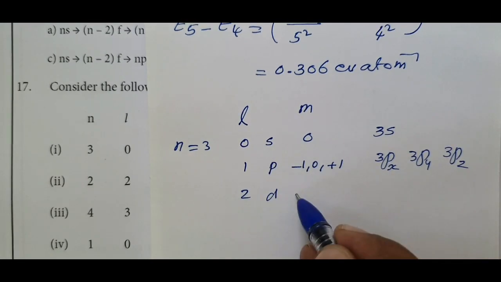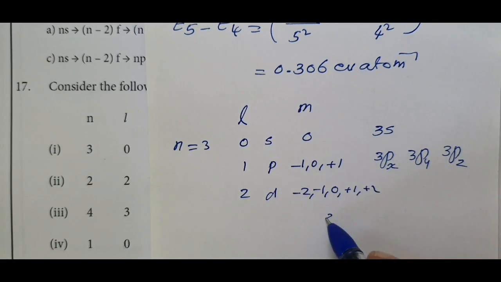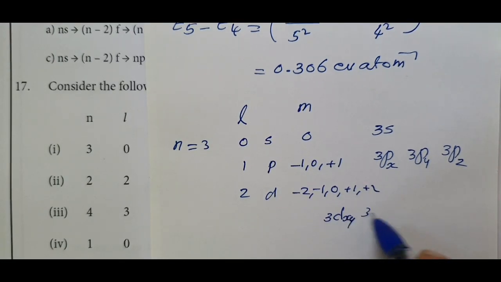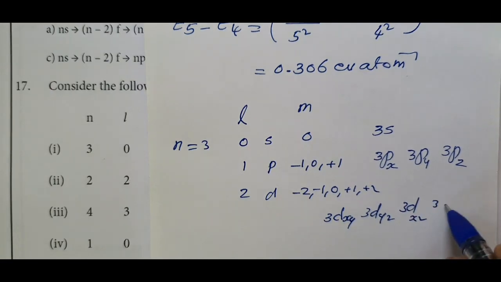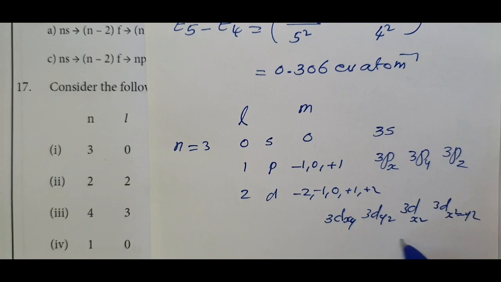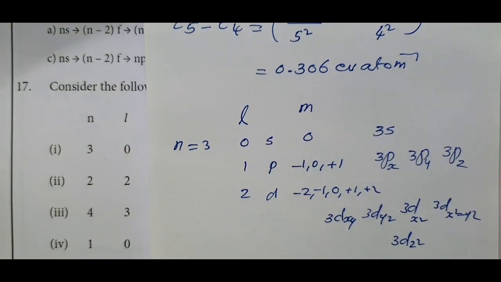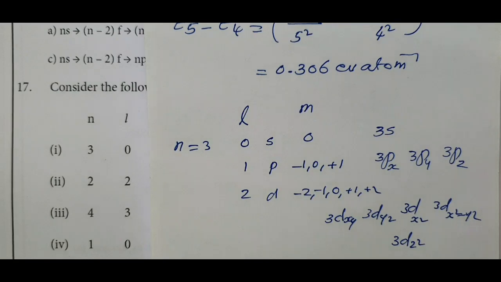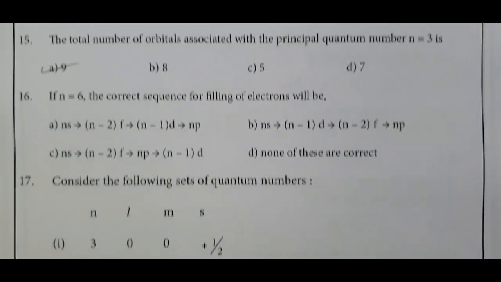L equal to 2 means minus 2, minus 1, 0, plus 1, plus 2. Therefore 3dxy, 3dyz, 3dxz, 3d x squared minus y squared, 3d z squared. How many d orbitals? 5. So 1 plus 3 plus 5 equals 9 orbitals are possible for n equal to 3. 9 orbitals. So what is the answer? 15A is correct, 9 orbitals.